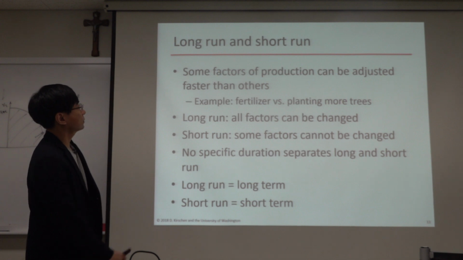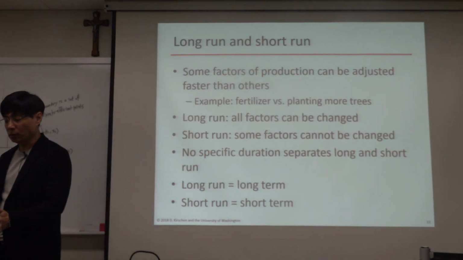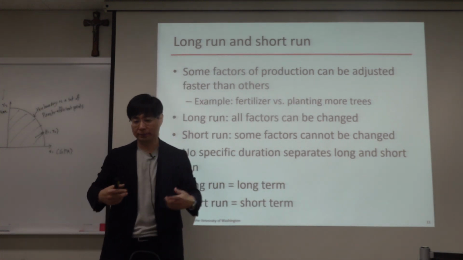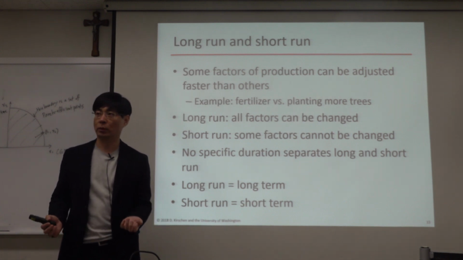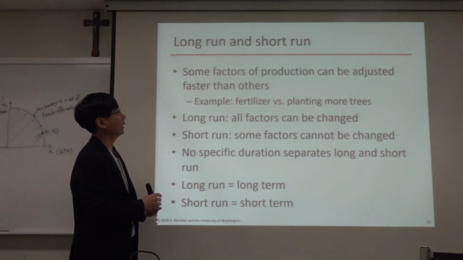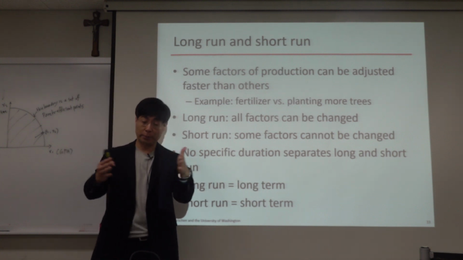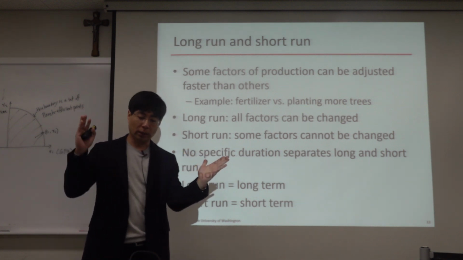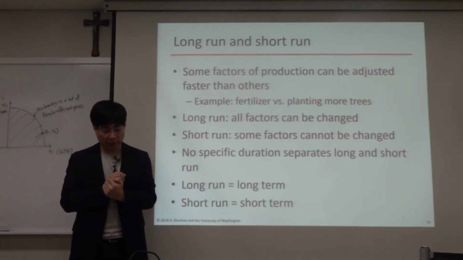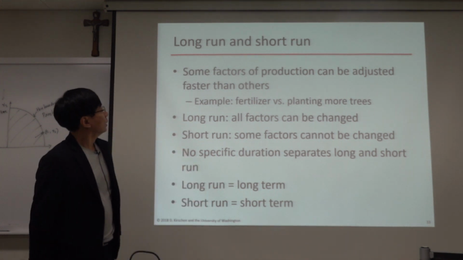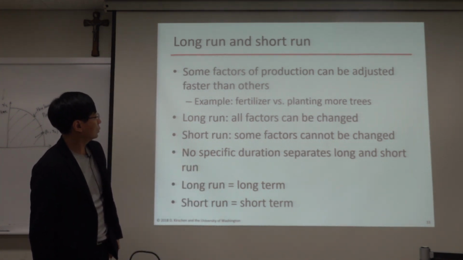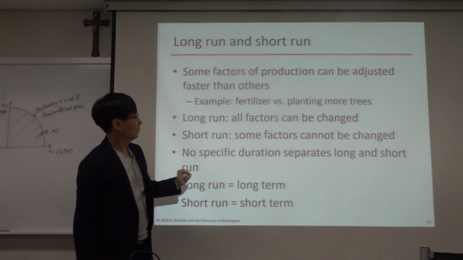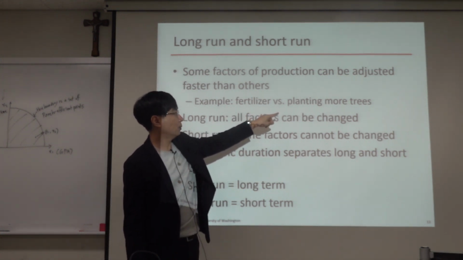Okay, good. And let's talk about long run and short run. Here the run means you operate your business, a machine or a farm or something like that. And short and long means the period of time. So there is no clear distinction between the short run and long run. And so what we assume is that some factors of production can be adjusted faster than others. For example, fertilizer versus planting more trees.